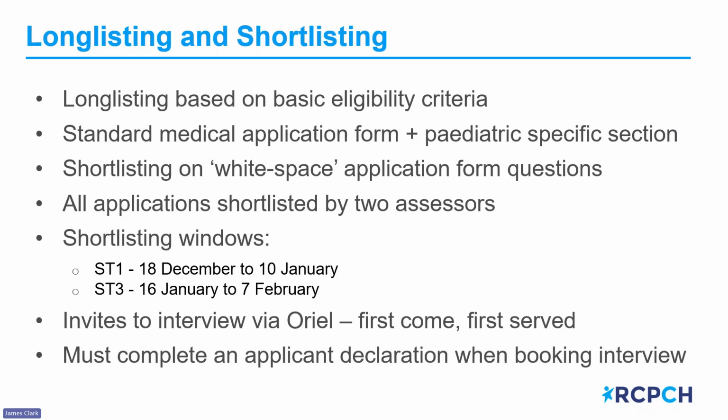When it comes to shortlisting, there will be two assessors scoring every application, and there's a window shortly after the longlisting closes for each of those, during which the shortlisting will take place. So ST1 should be done by early January, and ST3 will then start the shortlisting process and be done by early February. Interview invites will then come out via Oriel fairly soon afterwards, and I'll go through the dates in detail later on.